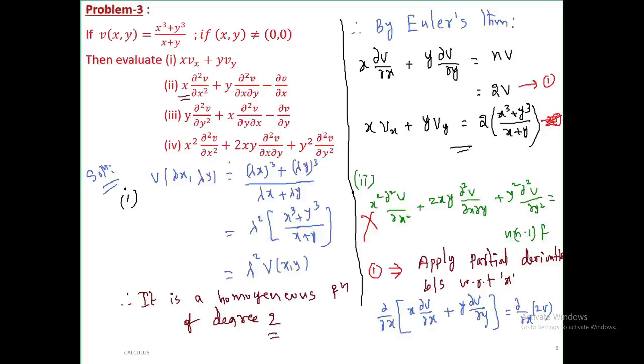And look at the fourth question here. What is the fourth question? Now look, an x² term is present, so now you can apply Euler's theorem second statement: x² ∂²/∂x², 2xy term is present, y² is there.